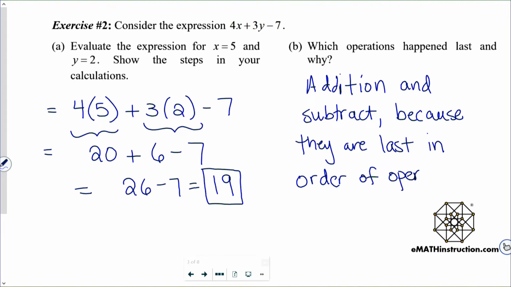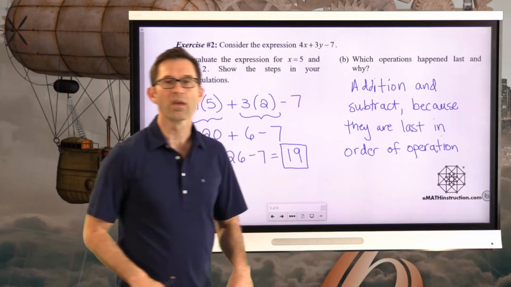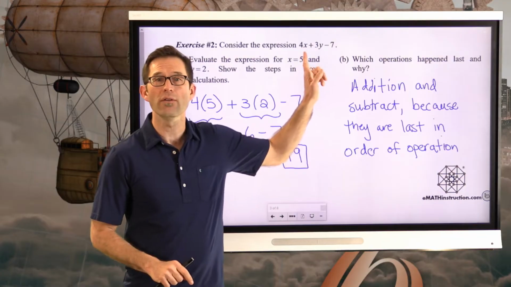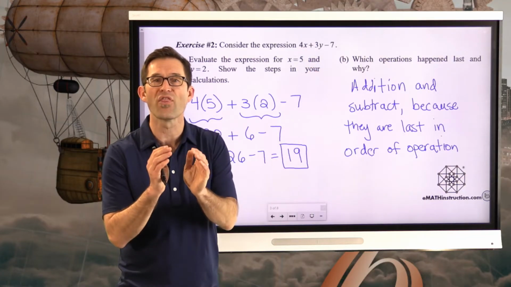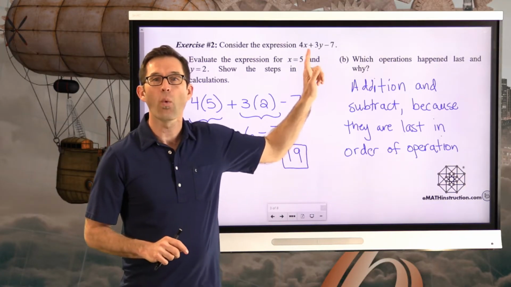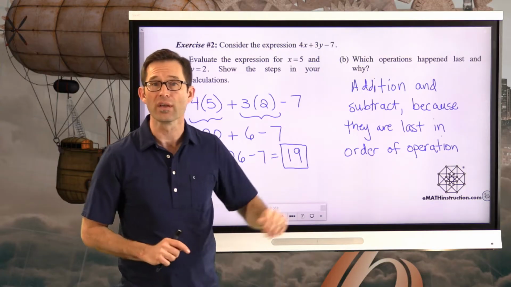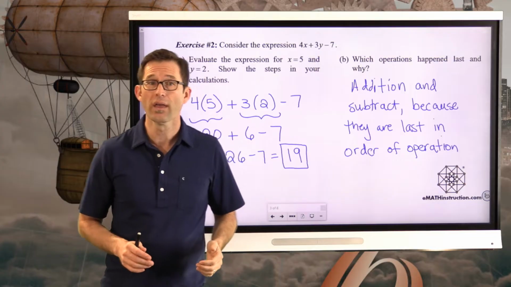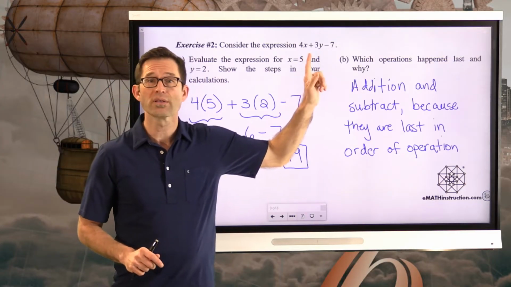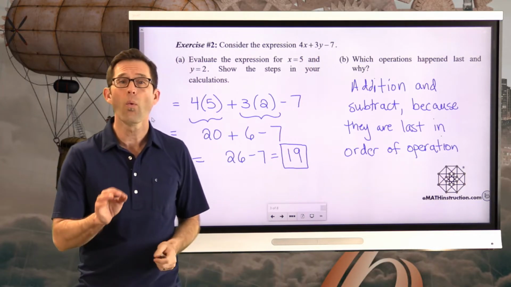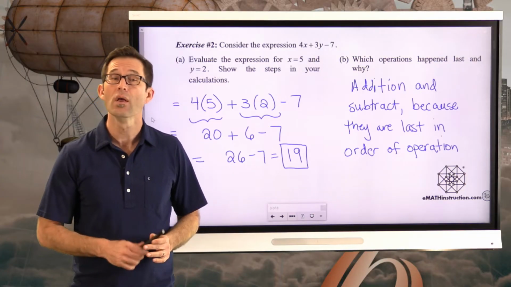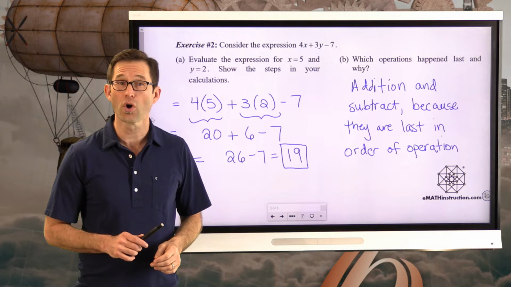Now, because addition and subtraction are the last thing that you do in a mathematical expression, then oftentimes we look at 4x as being a thing, and 3y as being another thing, and the number 7 as being another thing, okay? Those three things, 4x, 3y, and 7, are all what are known as terms, all right? Terms of an expression.